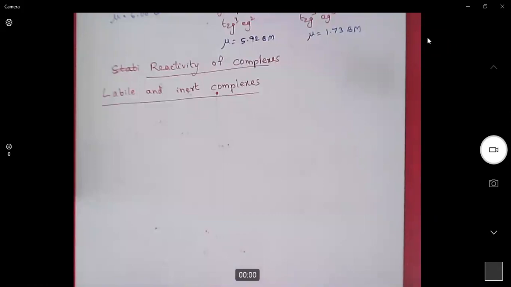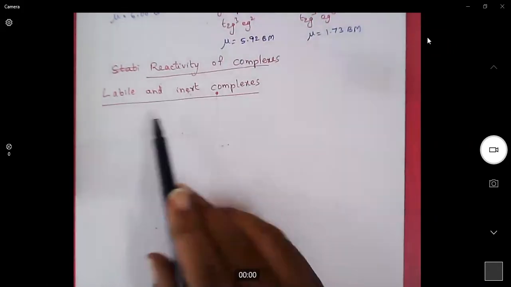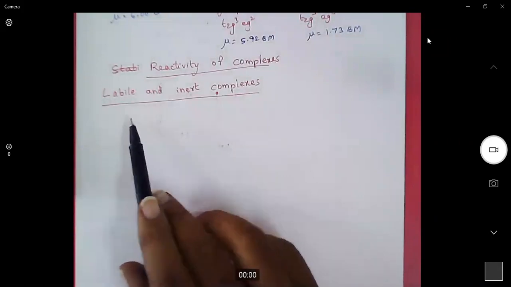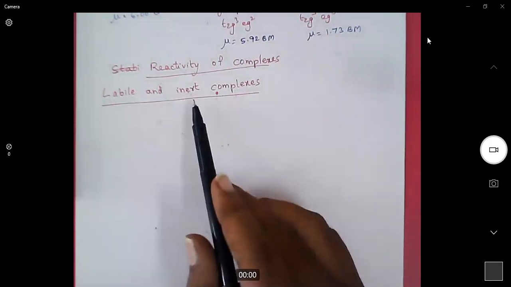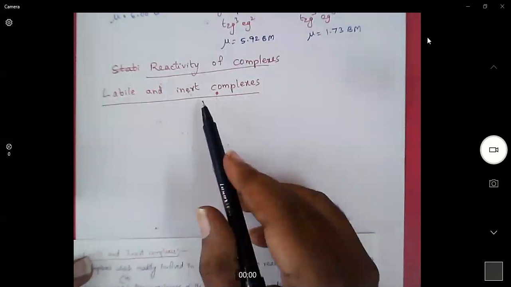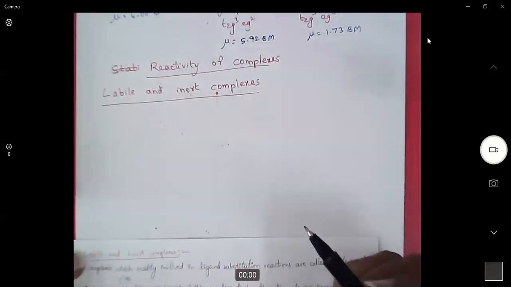We will try to learn substitution reactions in complexes, that means the reactivity of complexes. When we talk about the reactivity of complexes, we need to understand two terms, labile and inert. What is labile and what is inert? Labile is similar to the word unstable. Inert is similar to the word stable. Labile complexes are the ones which get involved in reactions, whereas inert complexes don't get involved in reactions.